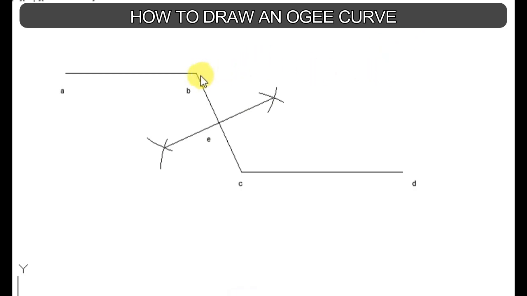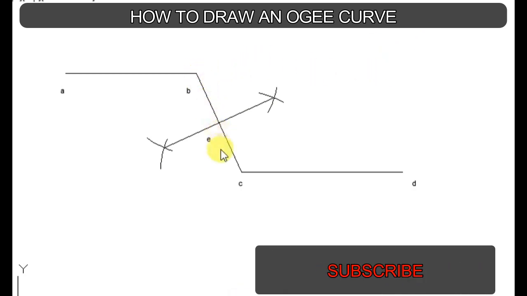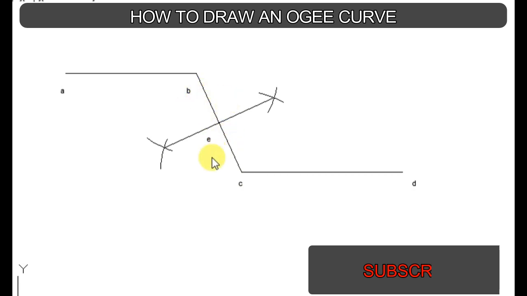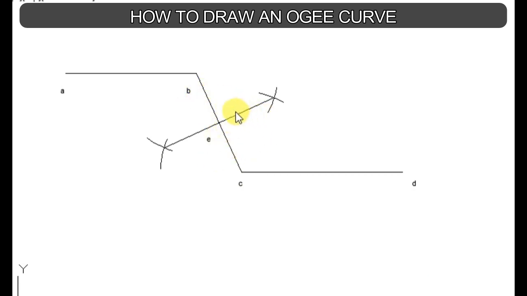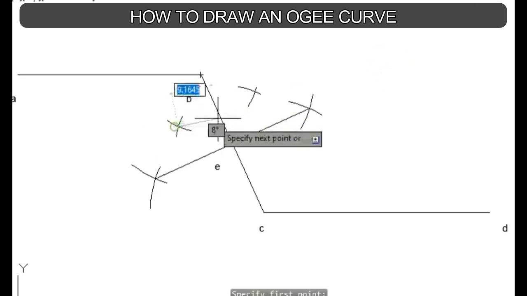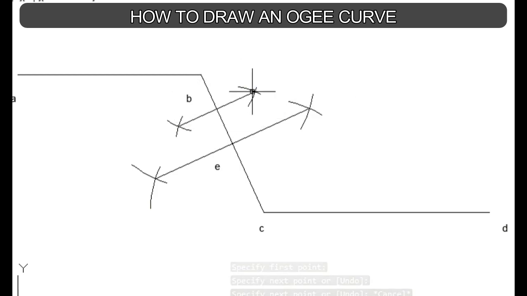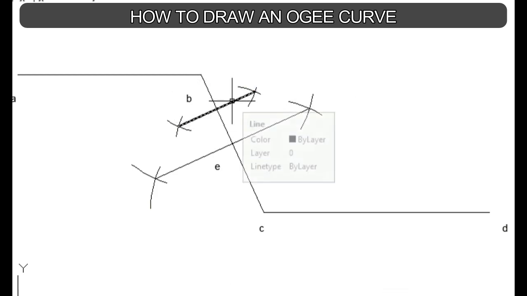Next we have to bisect BE and EC. Again we have to bisect BE here and we have to bisect EC here. We will apply the same method. Let's see how. So this is the bisector of this line BE, this portion. Now we have to bisect this portion EC. We will apply the same method.